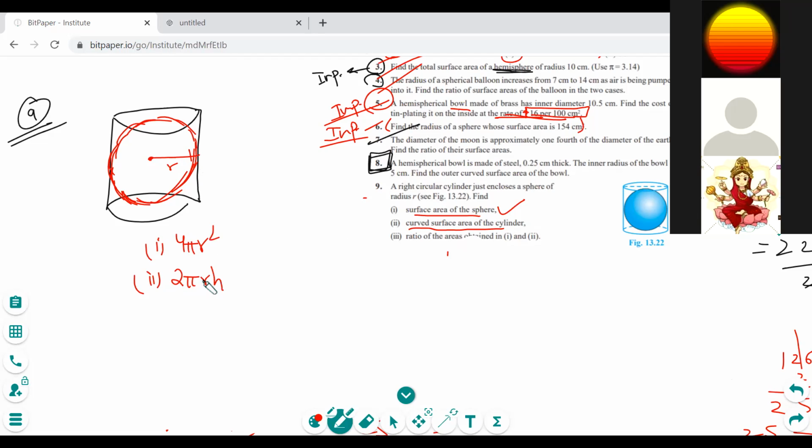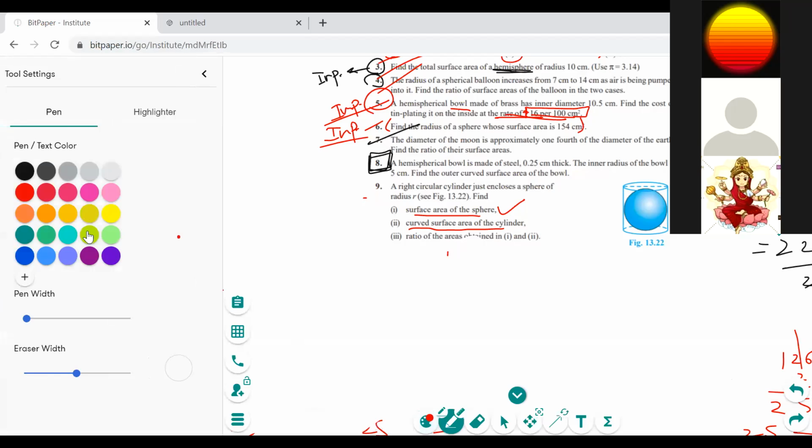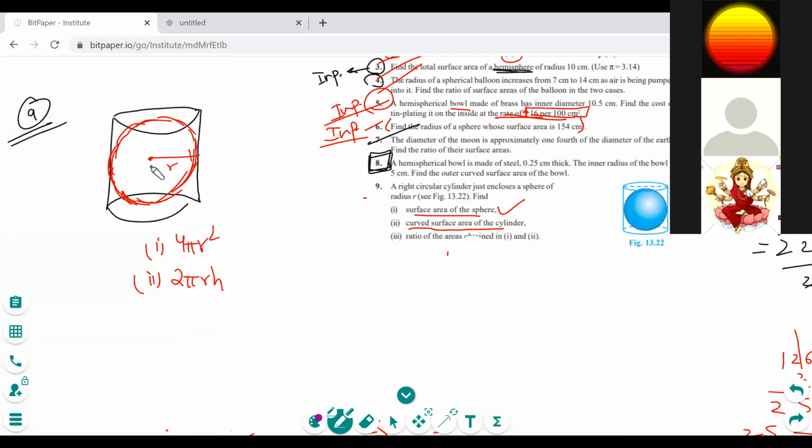Now, the problem here is I don't have an h here. I have it, but it's kind of hidden here. Let me take a different color and you have to observe and tell me, is it okay with you? That's r. That's again r. And this is the height of the cylinder. So my height is 2r. Does that make sense? Yes or no? Yes, sir. So the height is given actually. The height is r and again r. So height is 2r.